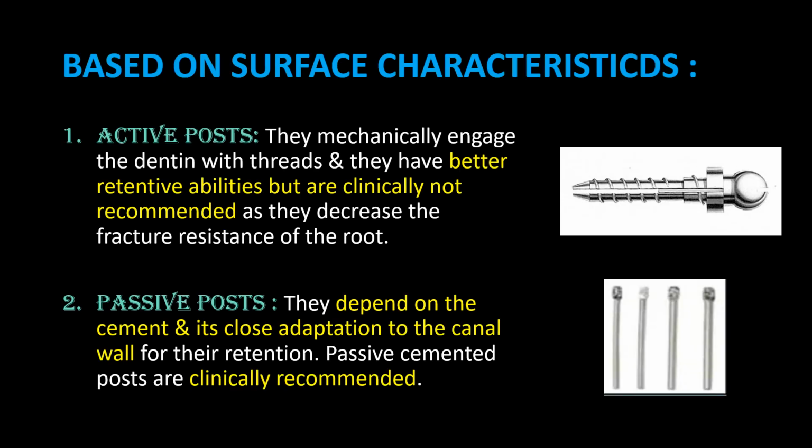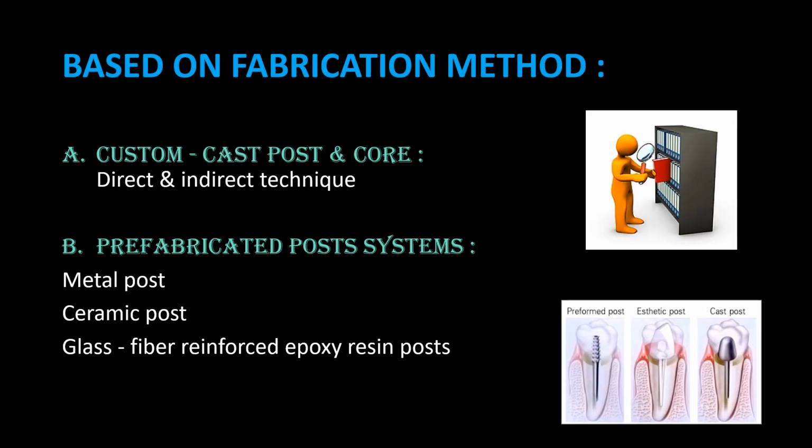Based on surface characteristics. Active posts mechanically engage the dentin with threads and they have better retentive abilities but are clinically not recommended as they decrease the fracture resistance of the root. Passive posts depend on the cement and its close adaptation to the canal wall for their retention. Passive cemented posts are clinically recommended.